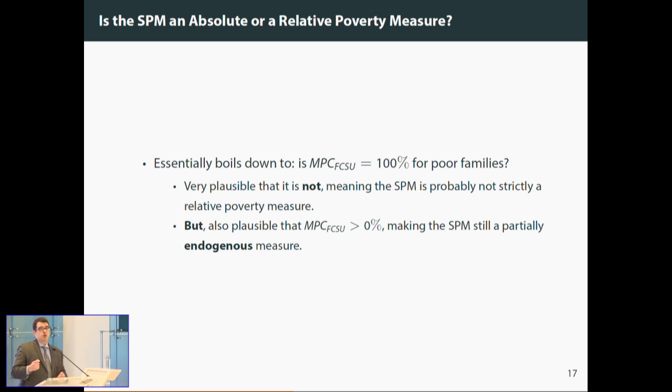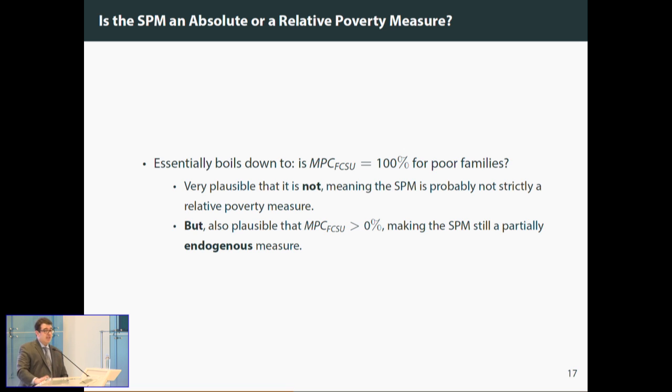That is, do we expect that lower income families are going to spend dollar for dollar any tax change that you make into this FCSU category? I think it's very implausible that it's 100%. I think that we would expect that if you make a policy change, low-income families are going to spend at least a portion of the marginal dollar on something other than this necessities category.